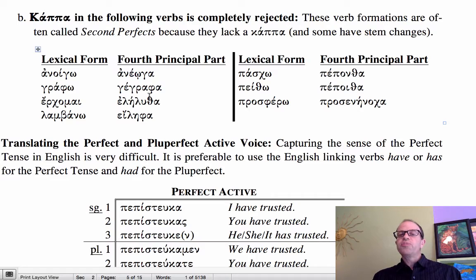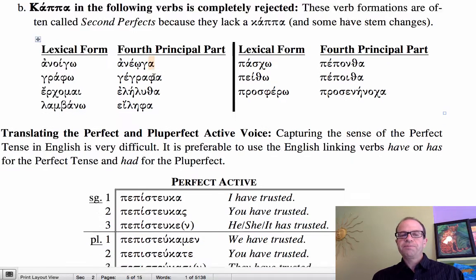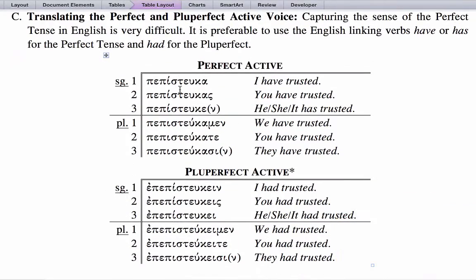Kappa in the following verbs is completely rejected. This group of verbs that rejects the kappa is sometimes called the second perfects. Translating the perfect and pluperfect is fairly simple. We use the helping verbs have for the perfect and had for the pluperfect. So, pepisteuka, I have trusted. Epepisteukein, I had trusted.